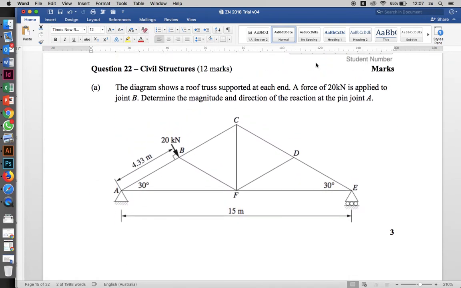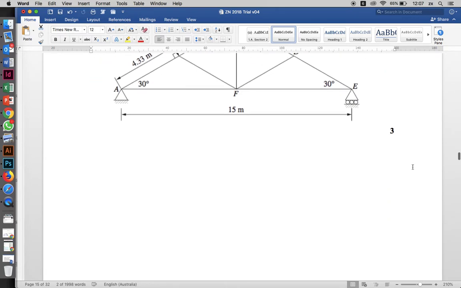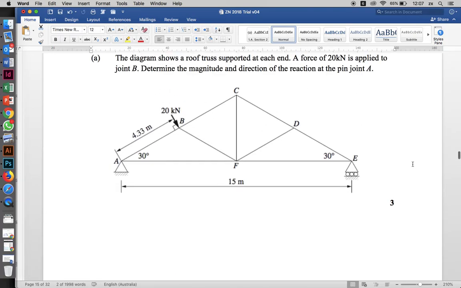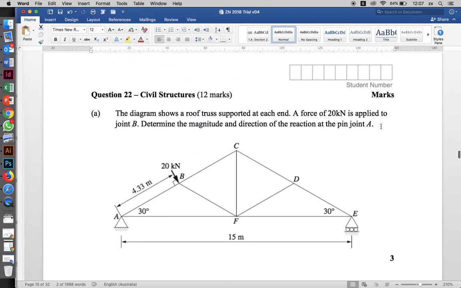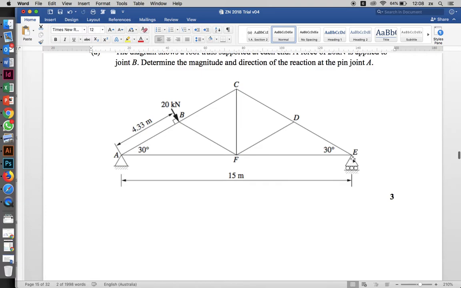Again, not a question I'm super excited to go through on a recording, but I will go through it super quickly. Okay, so what we need to find here, the question says find the reaction at joint A. So what we first want to do is we want to find the reaction E.